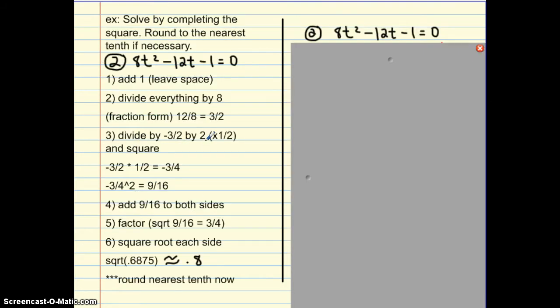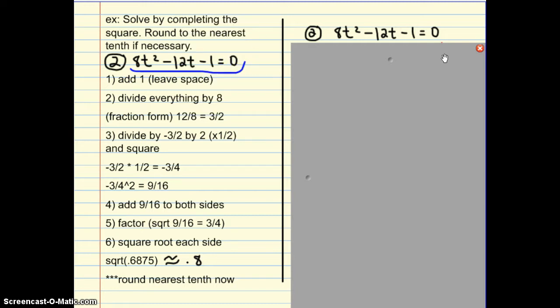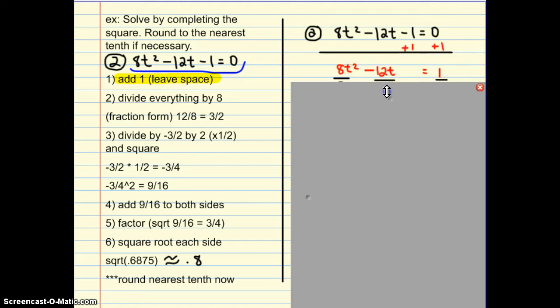We're going to solve by completing the square again. We're going to round to the nearest tenth if necessary. This problem is a bit more involved. So the first thing that we're going to do on both sides is add 1 and leave that space.